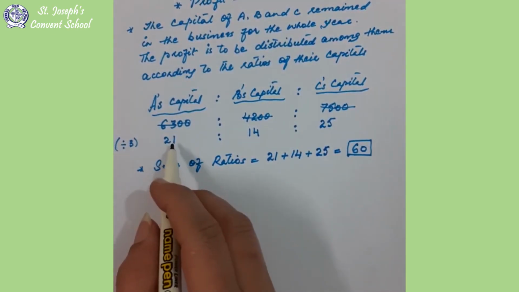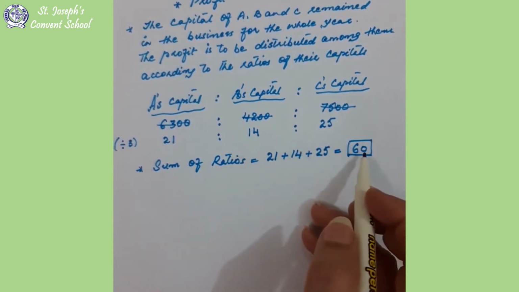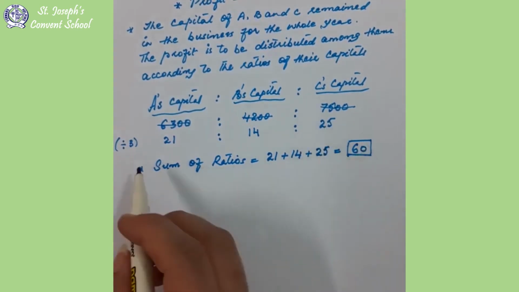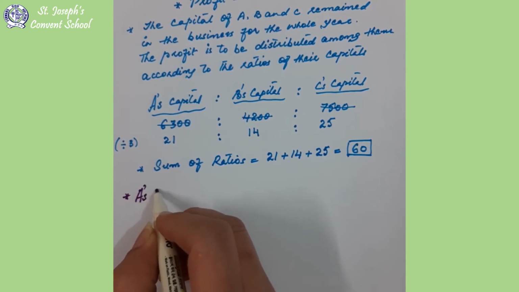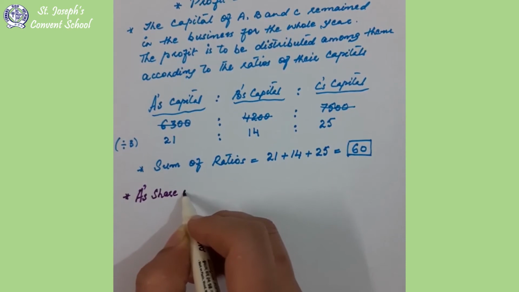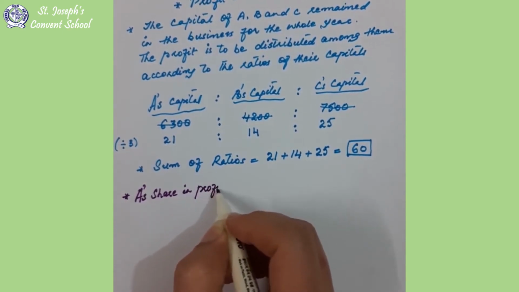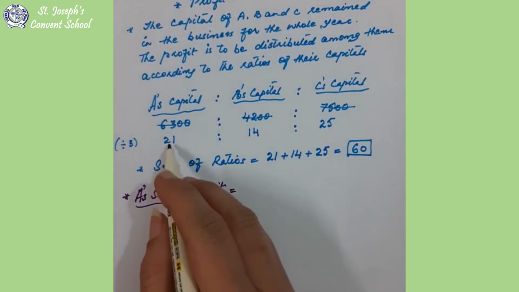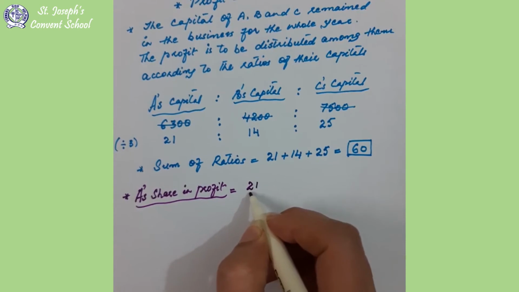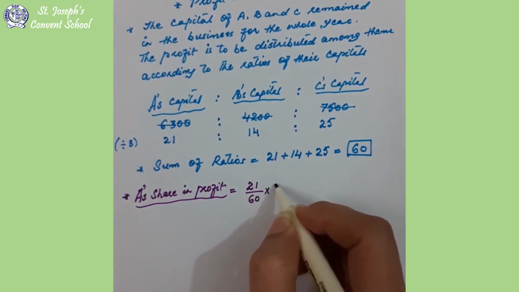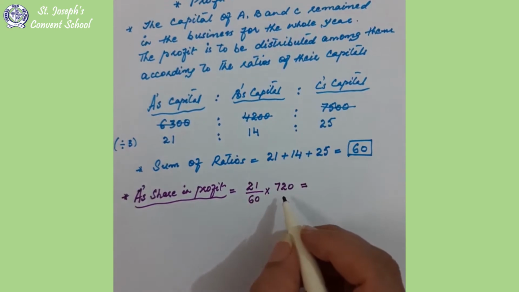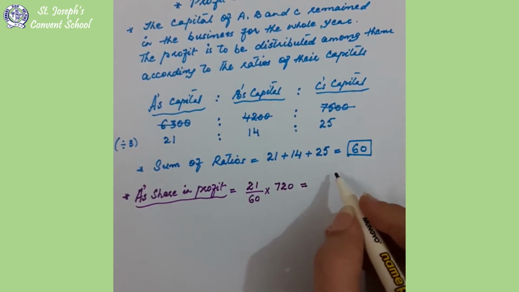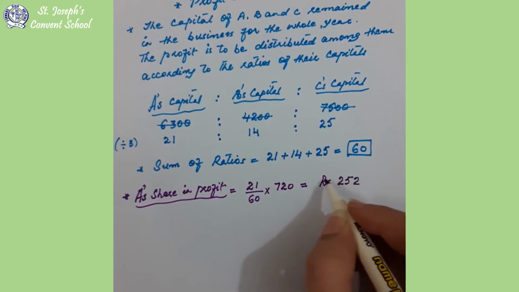Same way you will solve it: 21 divided by 60 into profit, 14 divided by 60 into profit, 25 divided by 60 into profit. So the method is same. Let's start with the first one, A's share in profit. A is 21 divided by 60, into profit 720. With a calculator you can calculate 21 multiplied by 720 divided by 60, and the answer will come rupees 252. This is the first answer.